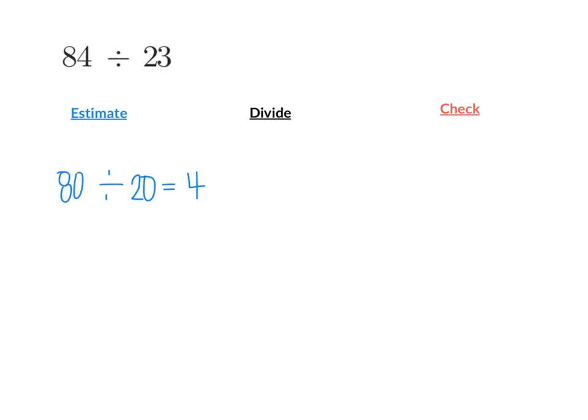Now let's actually divide. Let's set up our standard algorithm. I know that 84 is the whole, so it's in the house. 23 is the divisor knocking on the door. Because my estimation told me that 4 was probably the right answer, or is close to the right answer, I'm going to try it out. I'm going to write a 4 in the ones place.